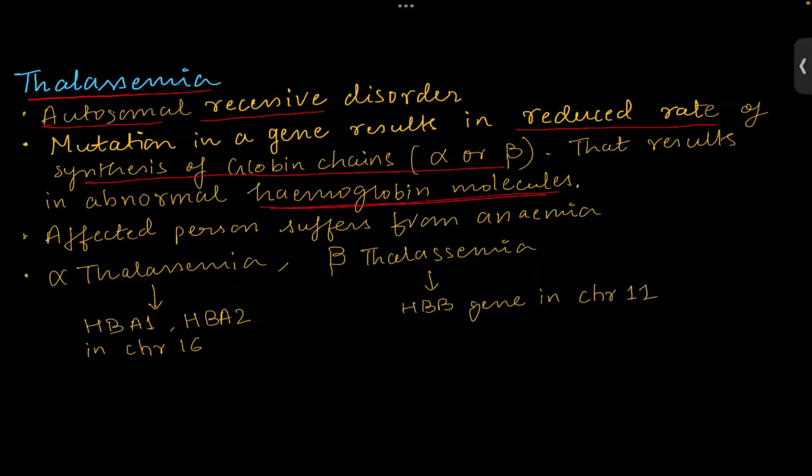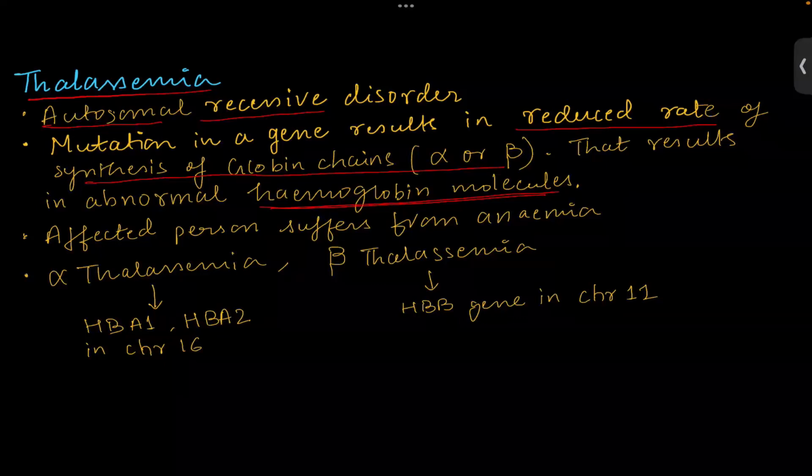Now, people having thalassemia have abnormal hemoglobin, because of which they cannot carry oxygen in a normal fashion. Less oxygen they can carry, so an anemia kind of symptom is seen in people having thalassemia. Now, thalassemia can be of two types. It can be either alpha thalassemia or beta thalassemia.